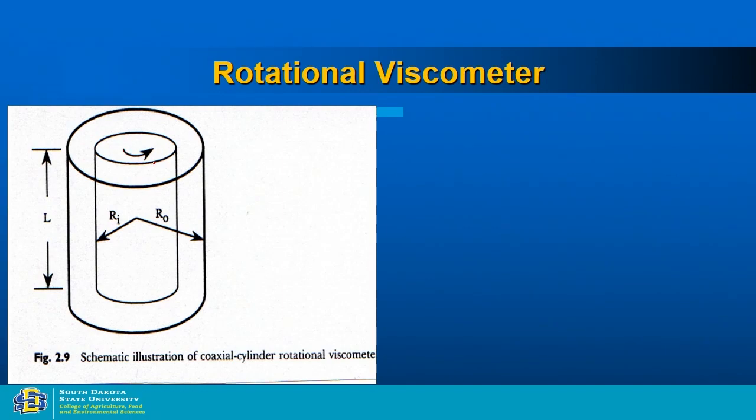When you rotate the bob, there is a shearing going on between the bob and the sample, and based upon the viscosity value, the torque meter will experience more resistance or less resistance. Higher the resistance, higher the viscosity. Lower the resistance, lower the viscosity. Yes, Nivedita.